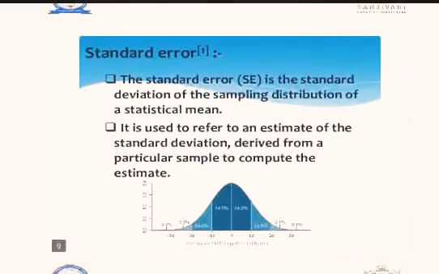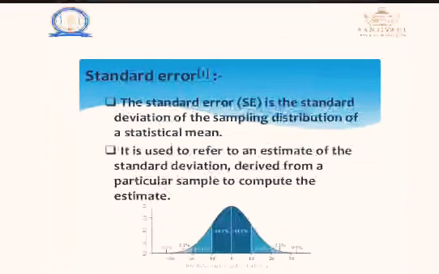Then what is meant by standard error? Let's see. Standard error, SE, is the deviation of a sampling distribution from the statistical mean. That means we have a calculated mean, and deviation means away from that mean, which gives a statistical error. It refers to an estimate of a standard deviation derived from the particular sample used to compute the estimate. That is the simple definition.